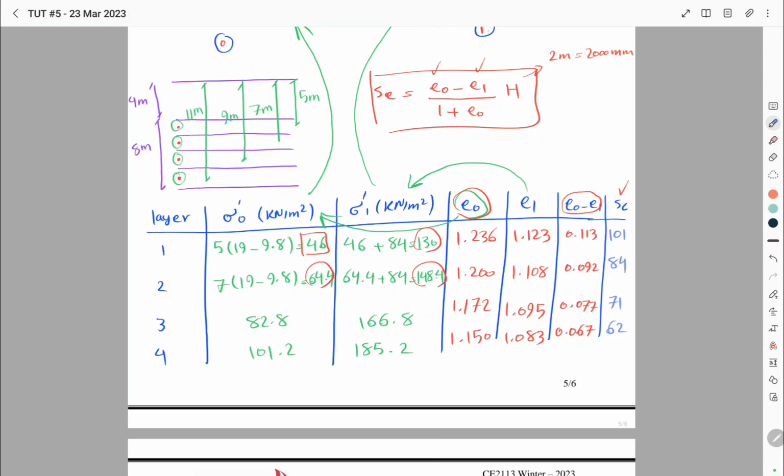So we have 4 layers. We calculated the settlement values for each layer, and now we have to add these values together to calculate the total settlement of this 8-meter layer, which is equal to 318 millimeters. And this is the final settlement.